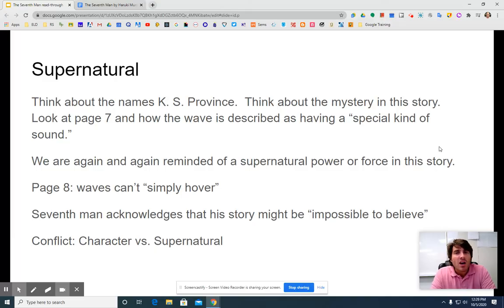The wave hovers on page 8. It's like it stops. Well, we know that waves cannot stop. They cannot simply hover. Okay? And the seventh man himself even says that this story might be impossible to believe. So I would make the argument that we see character versus the supernatural at least a little bit here in the story. In terms of the seventh man, he cannot explain what happened.